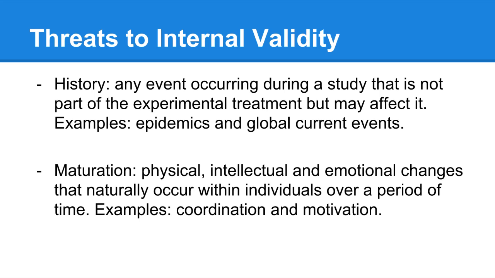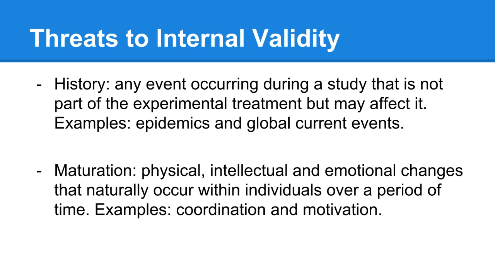Talking about history: it is any event occurring during a study that is not part of the experimental treatment and may affect it. For example, an epidemic, or maybe you are testing teachers and they just found out that they are not going to receive their salary. So this might affect the outcomes of your investigation.